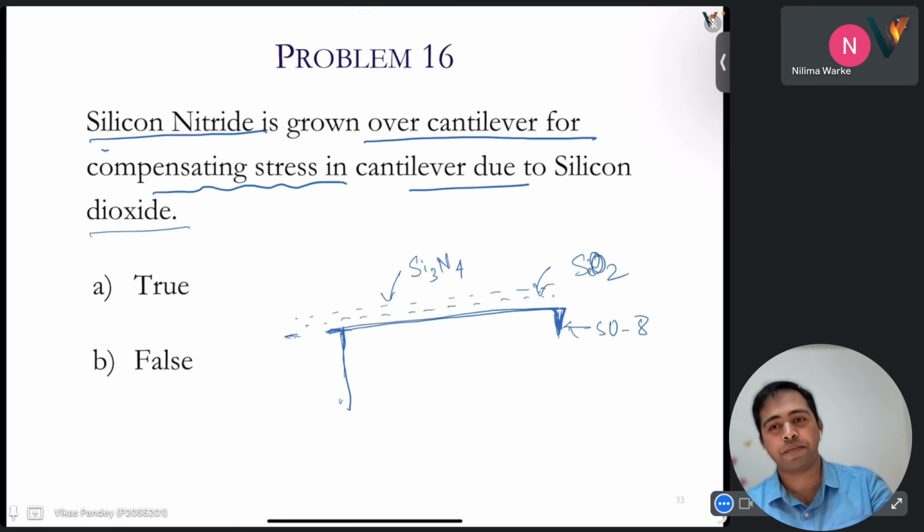Yes, false. So why is it grown? Yes, true. Yes, yes. Continue. Not enough.